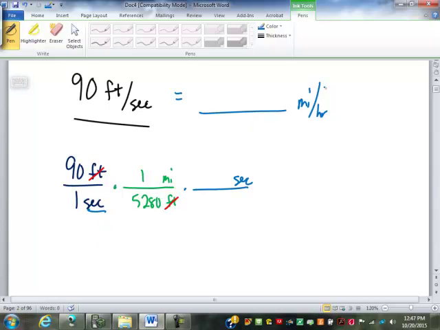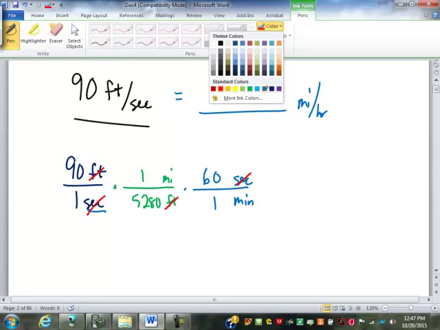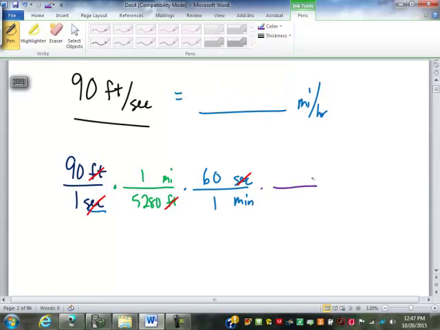Now, to go directly to hours, I'd have to do some work. So I'm going to do this. I'm going to go seconds to minutes. 1 minute is 60 seconds. So my seconds are now gone, but I'm in minutes. So I want to get rid of the minutes and go to hours. So I'll put minutes here so they cancel. 1 hour is 60 minutes. So my minutes have now canceled. So now I have miles over hours, or miles per hour. So now it's a matter of multiplying straight across and then dividing this out. So I'm going to pause here.